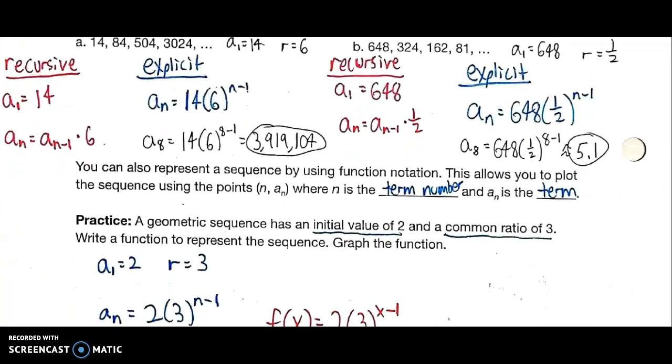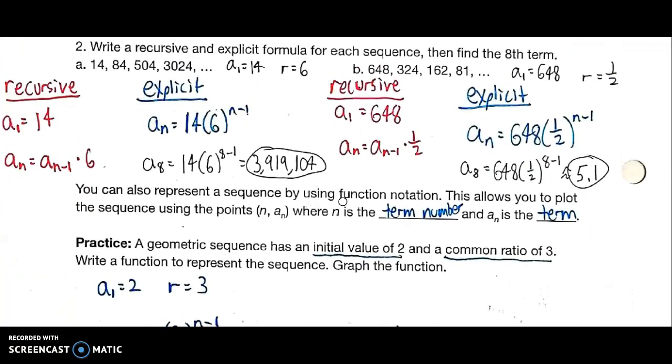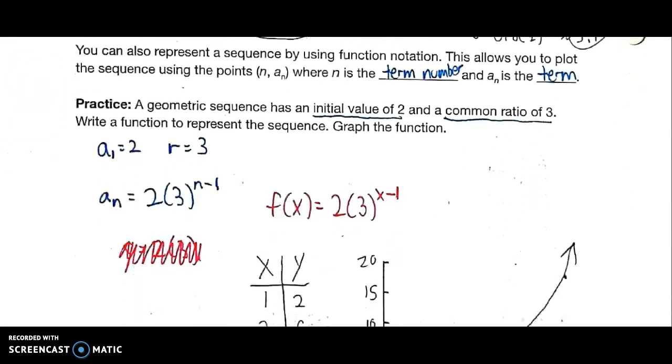So one last thing we're going to end with is we can represent a sequence by using function notation also. It allows you to plot the sequence using the points n and a sub n, where we start with the n as the term number and a sub n as the term itself. So it's kind of like looking at 1, 2, 3, 4 for term numbers, and your actual value would be the term. So let's say we start a geometric sequence with an initial value of 2 and we use a common ratio of 3.